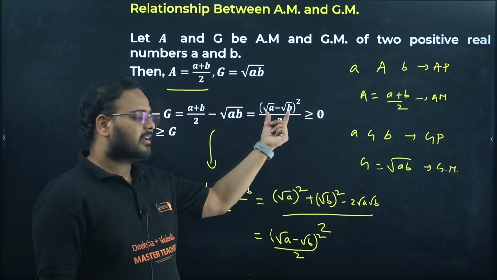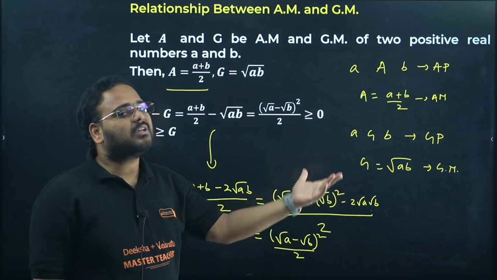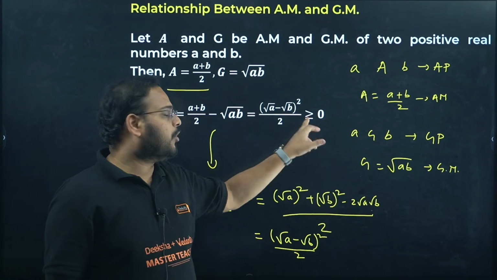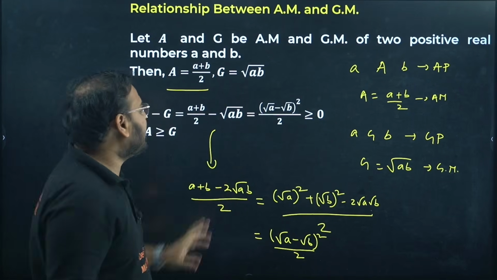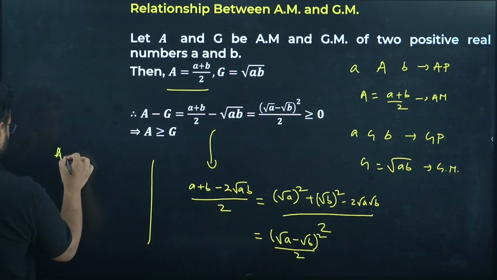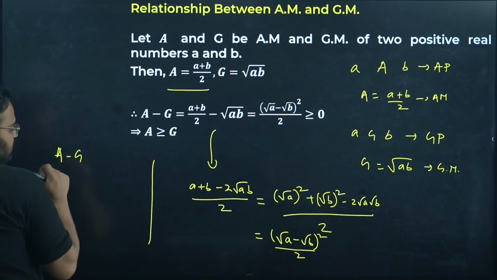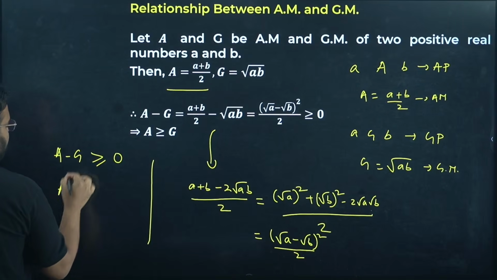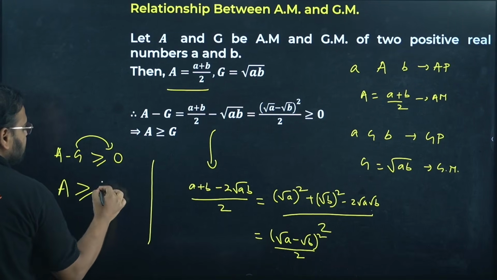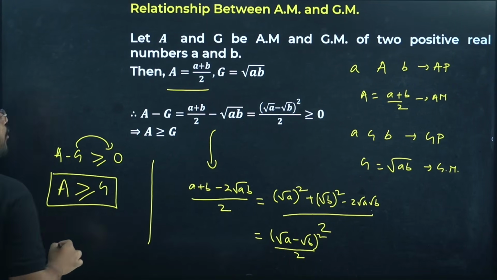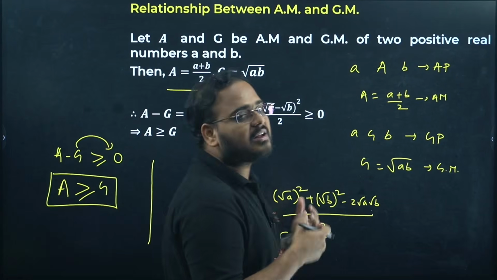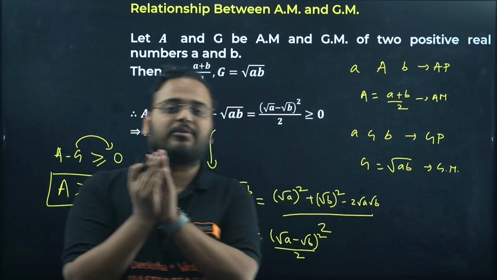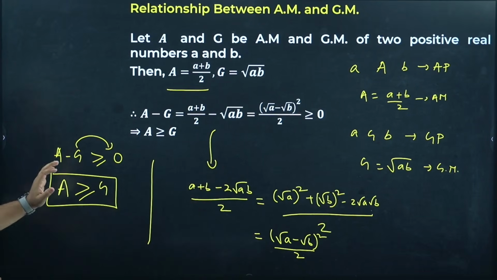Now, this is a whole square, so this value can be either 0 or more than 0, because any square value cannot be negative, right? And how did we get this value? We got it when we subtracted A and G. So when we subtracted A and G, I got something which is either 0 or more than 0. It means if you move G to this side, the arithmetic mean is either equal to G or more than G. So this is the relation between arithmetic mean and geometric mean: the arithmetic mean is either equal to or greater than the geometric mean. I hope it makes sense, right?